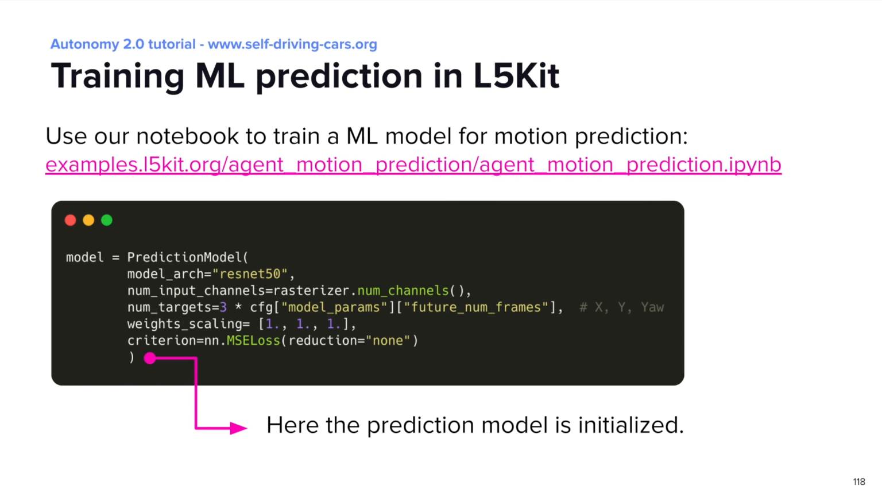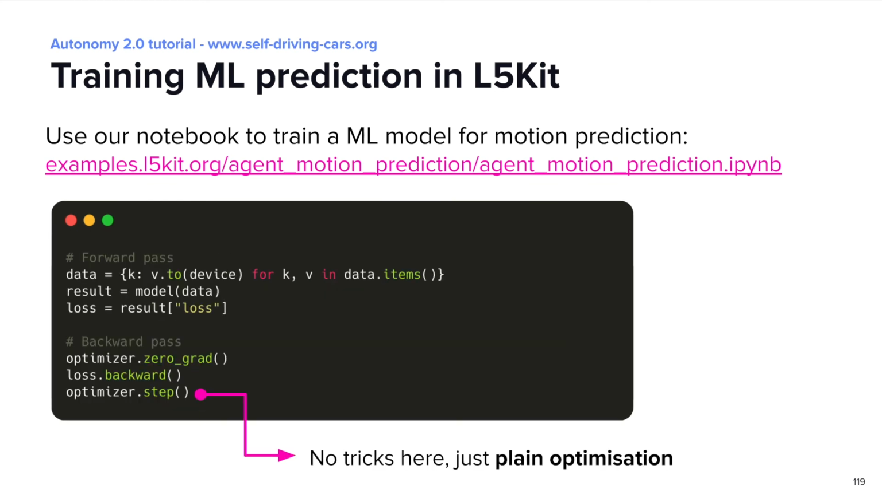The first thing you want to do is to initialize a model, and you can select a common CNN backbone like ResNet50. We also need to provide additional parameters to control how many future steps you want to predict and which loss function you would like to use. After that, you can just train for a number of steps using our standard forward and backward passes implemented based on PyTorch.